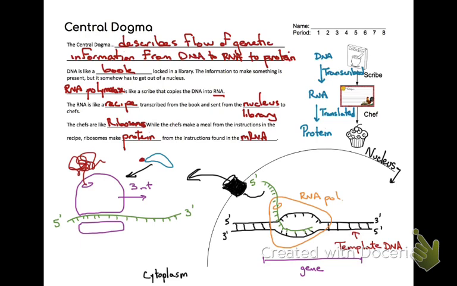The process of translation is always going to begin at what we call the start codon, which is this sequence right here, AUG, and it will always continue until it reaches a stop codon. And there are 3 different stop codons. You do not need to remember what they are.